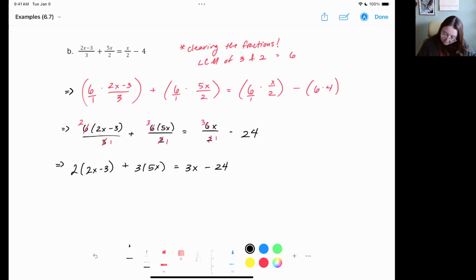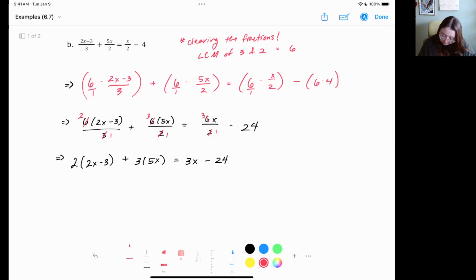So we'll start from where we left off here. We're going to use our distributive property. We're going to multiply our 2 in here. Now we can multiply them right out. We don't have to write the extra step of 2 times 2x minus 2 times 3. You can if you are more comfortable doing that. I strongly encourage it, but you don't have to.